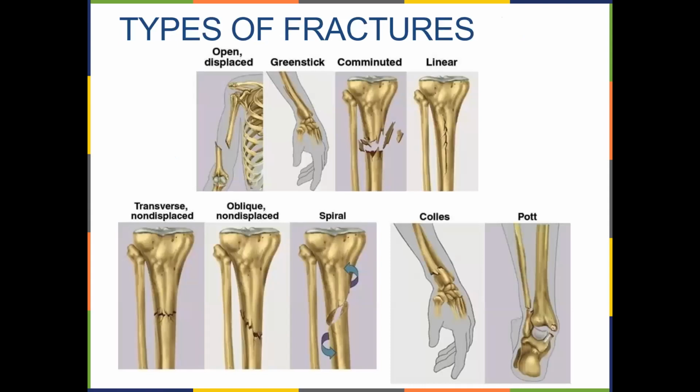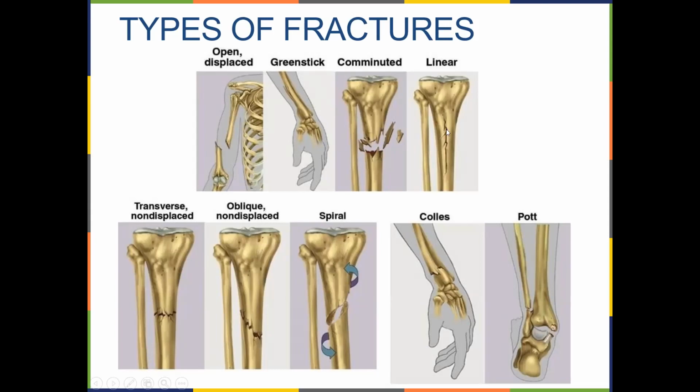Here's a variety of fractures we see. We see an open fracture. This is a compound fracture and it's displaced. We see penetration through the skin. A green stick fracture is what children tend to have, where the bone is soft enough that it won't snap completely. We call it green stick because if you try and break a stick off of a tree, it doesn't break easy because it's green. A comminuted fracture, lots of pieces laying there.